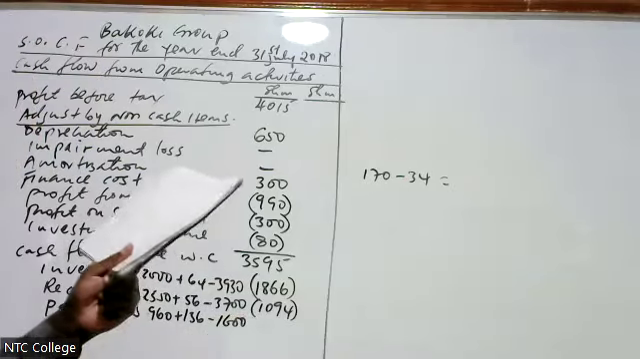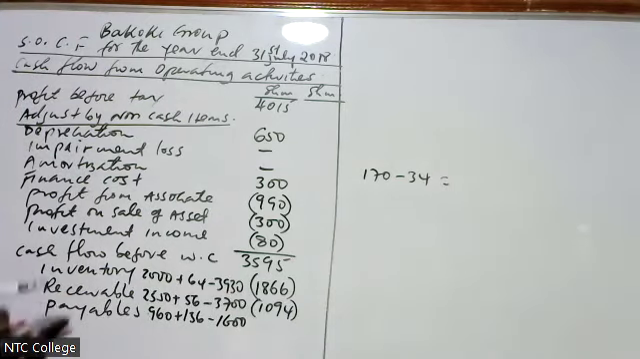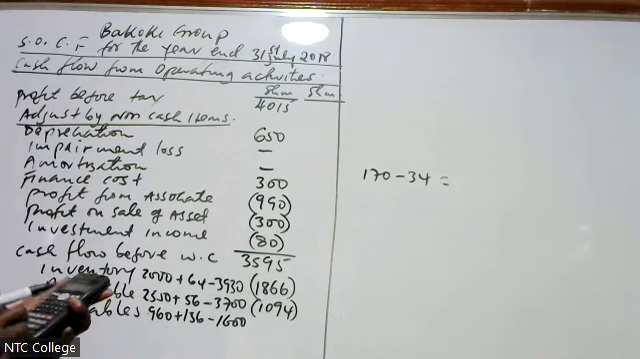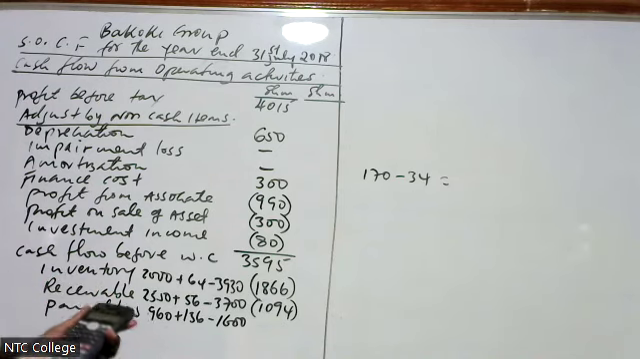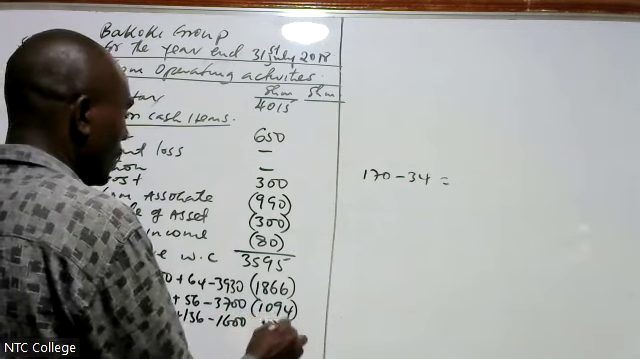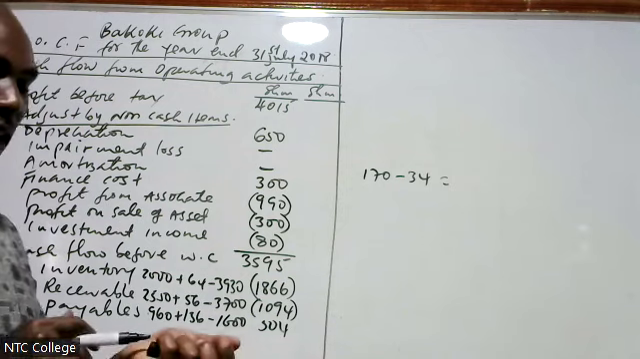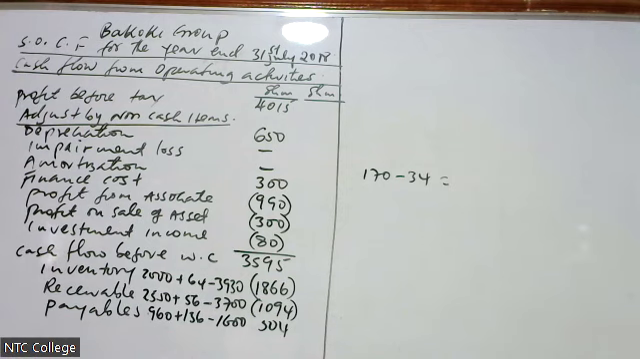1600, that is note number 9. That is 960 plus 136, 1096. When we check at the end, it is increasing to 1600. I'm getting 544. Increase. Increase is a cash inflow. Increase in payables is a cash inflow.